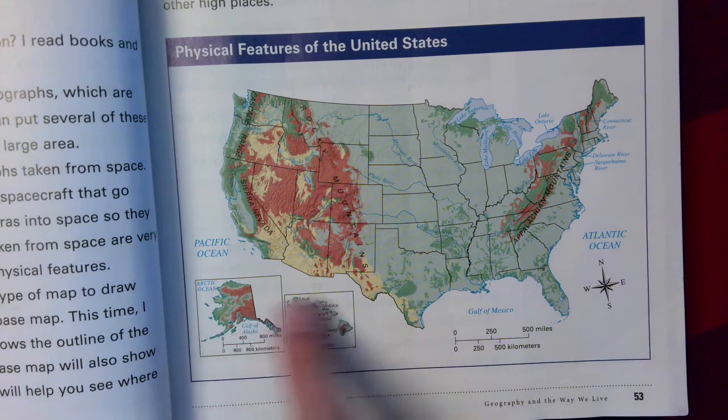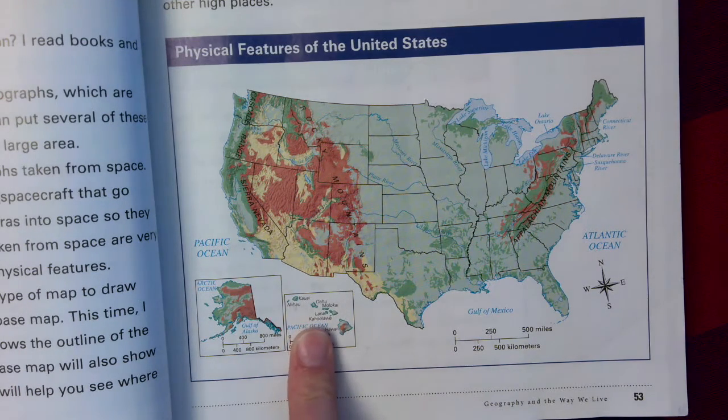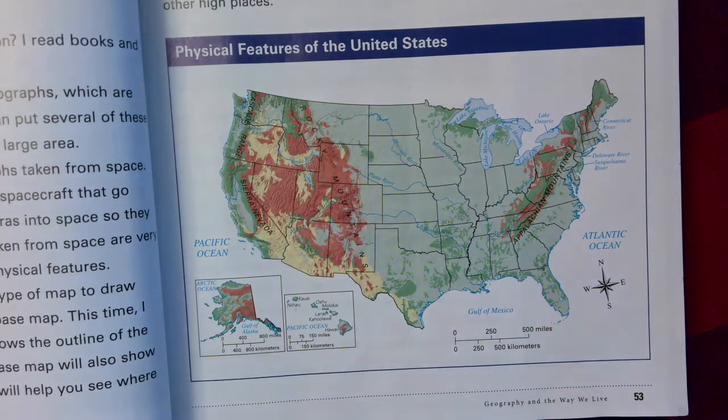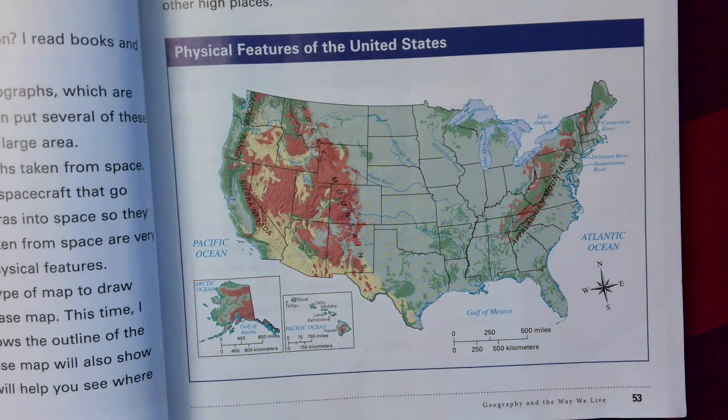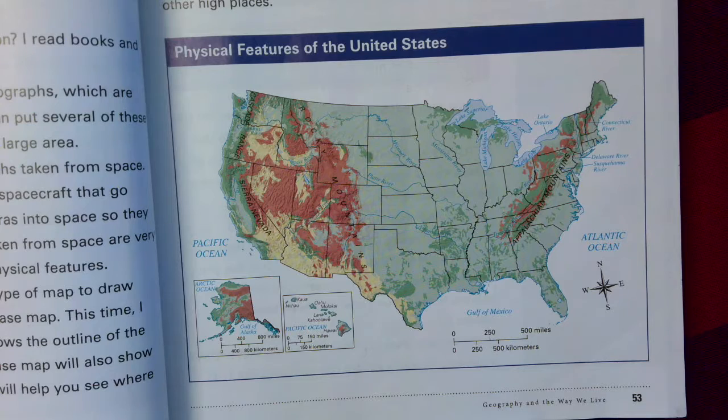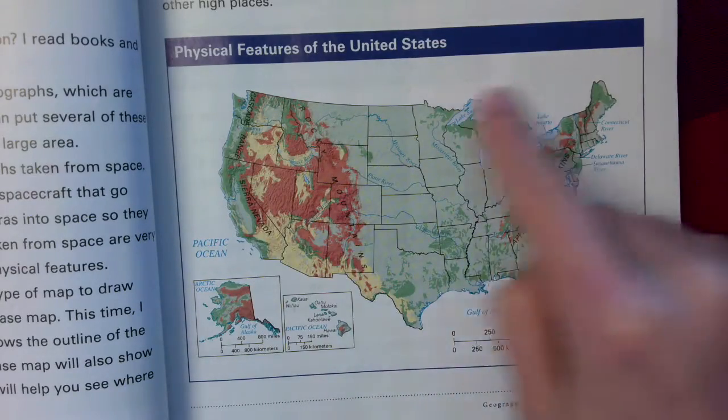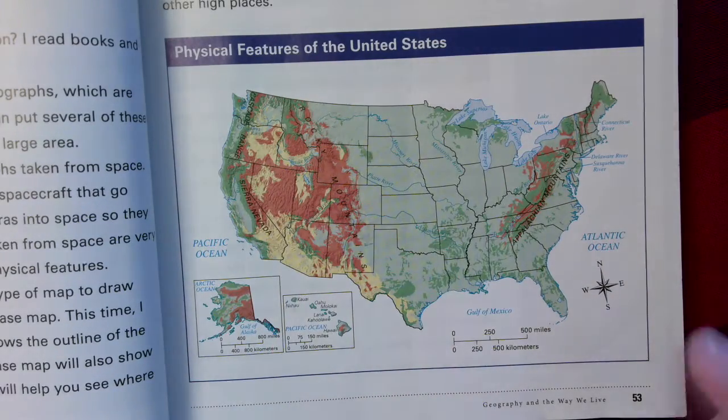Now, here is where she put Alaska and Hawaii. If she had put Hawaii on this map, it would be way far down this way. And Alaska would be way far up this way. It wouldn't even be on the page because Alaska and Hawaii are both very far from what we call the continuous United States, which is these 48 states here.